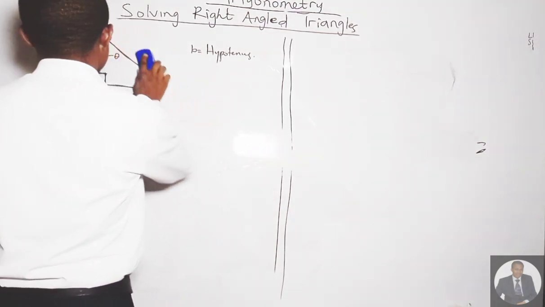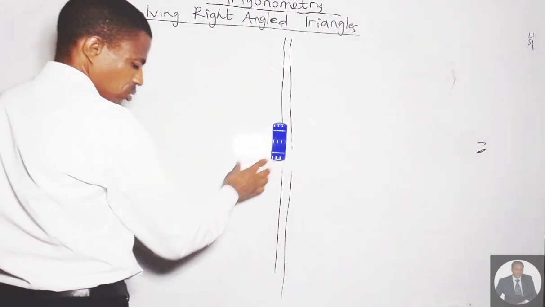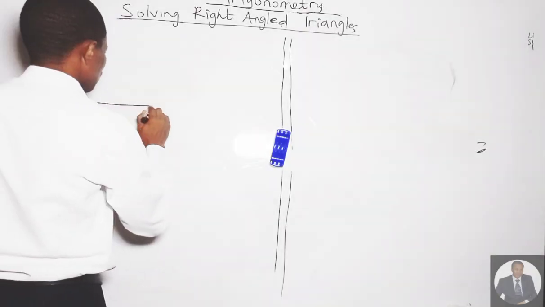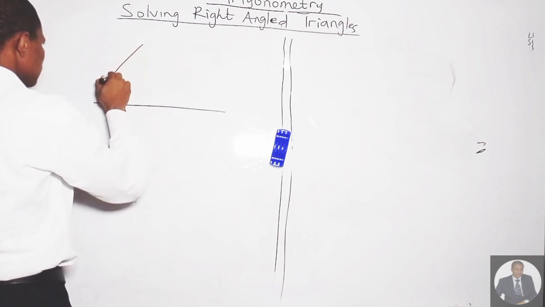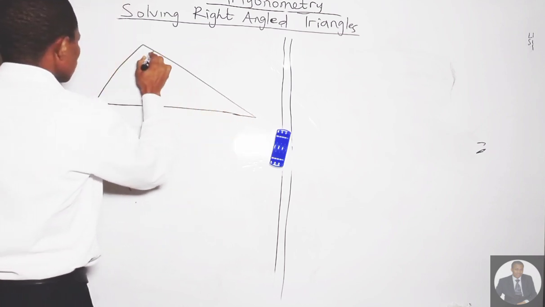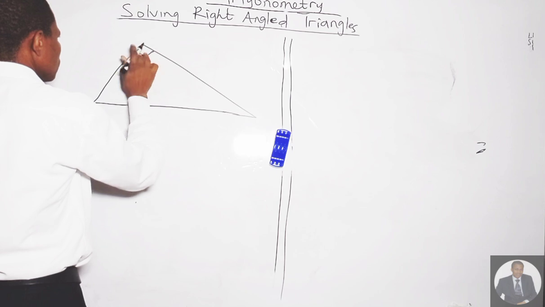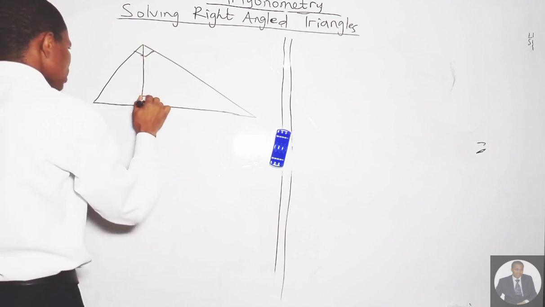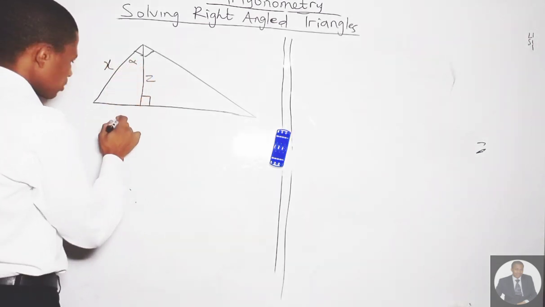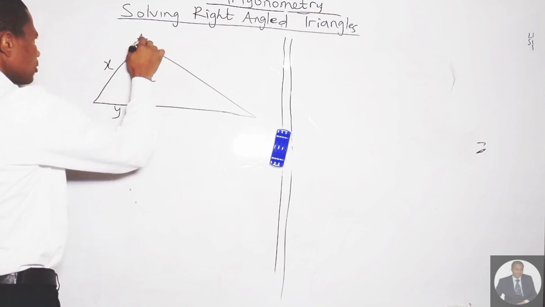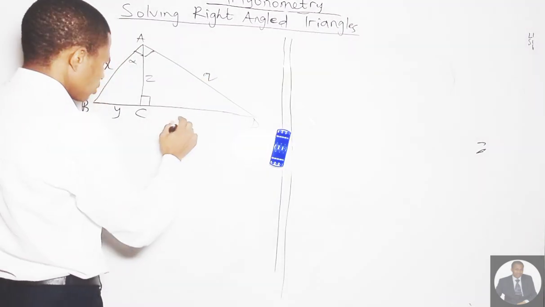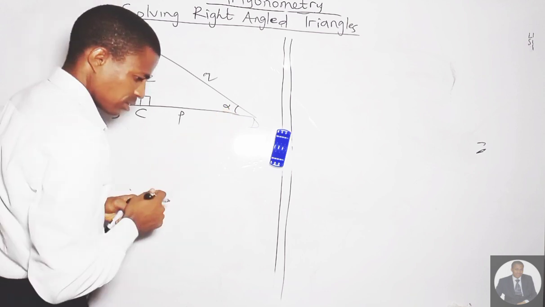Let's look at some questions to buttress all what we are trying to say. Let's look at this triangle. Let me draw a straight line, then I have something like this. This is a right-angled triangle. Then we have a straight line. This is another right-angled triangle. Then we have x here, we have z, we have alpha, we have y, we have a, b, c, d, we have q here, we have p, and we still have alpha here.